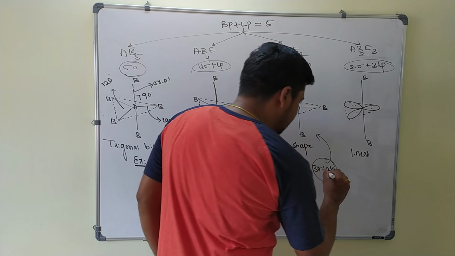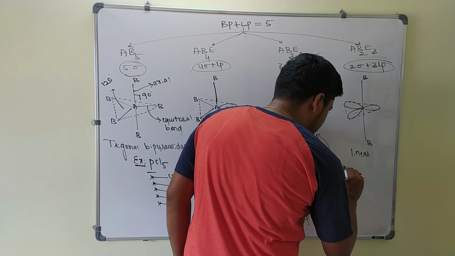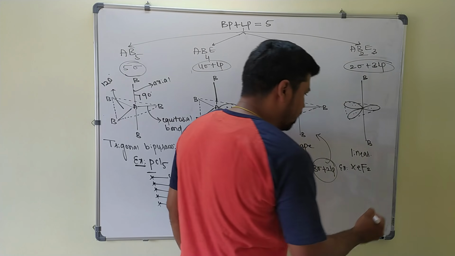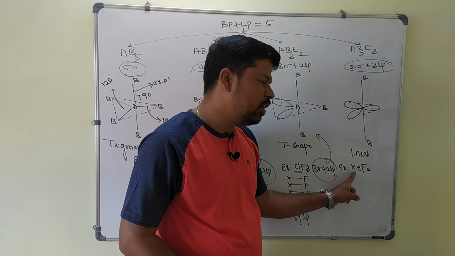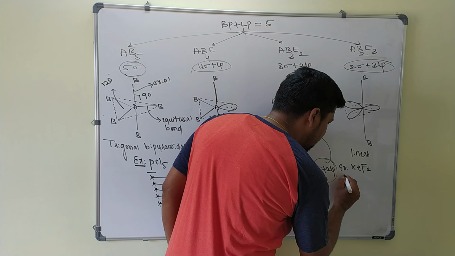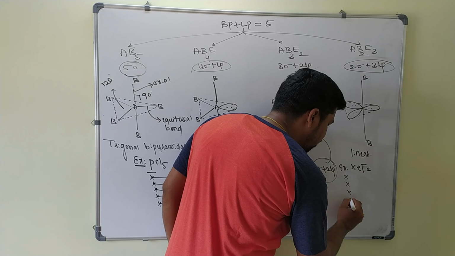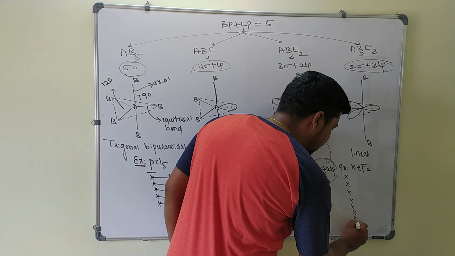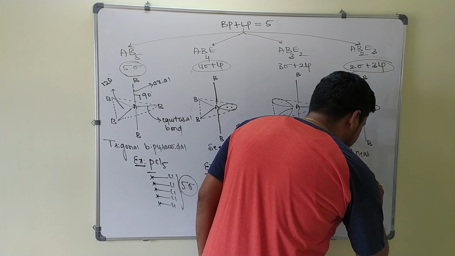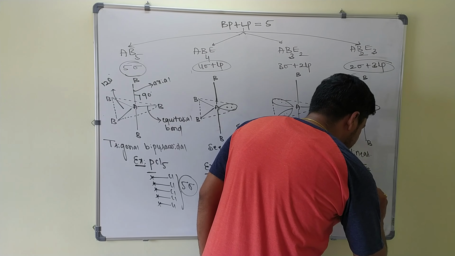Next example is very important. Here I will write XeF2. What is the central atom in XeF2 here? Xenon, which belongs to noble gas. So the number of valence electrons in the xenon is how many here? 1, 2, 3, 4, 5, 6, 7, 8 valence electrons are there in the xenon. Out of 8 valence electrons, fluorine utilizes 2 valence electrons.